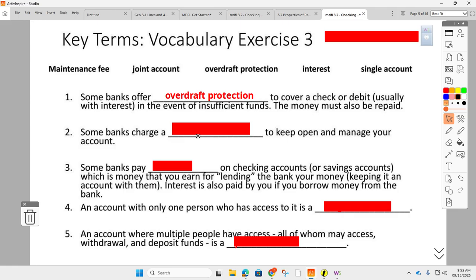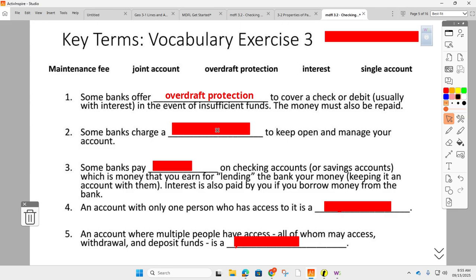That one better? Some banks charge a blank to keep it open and manage your account. What do we call that? Ariel? No? Maintenance fee. Word number 2. Yes, maintenance fee. That's right, Nicole.